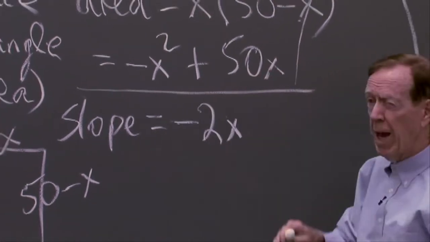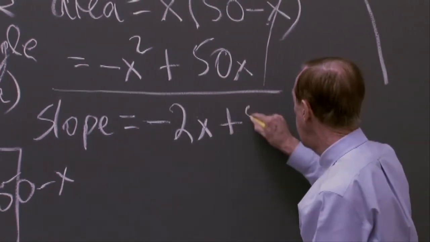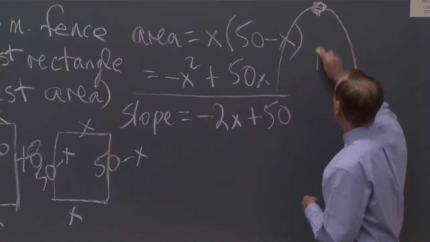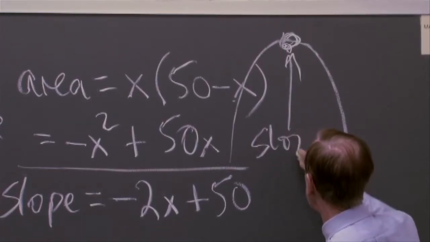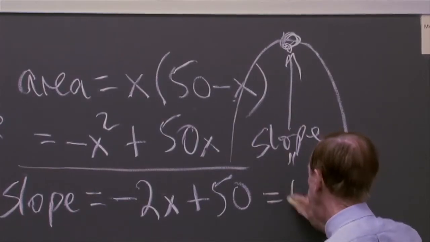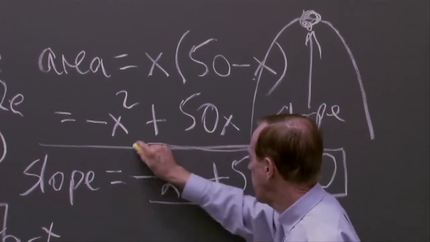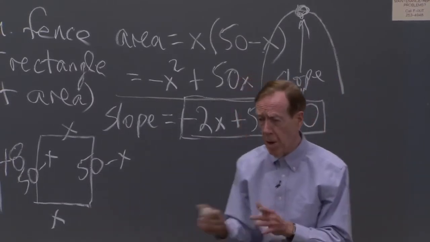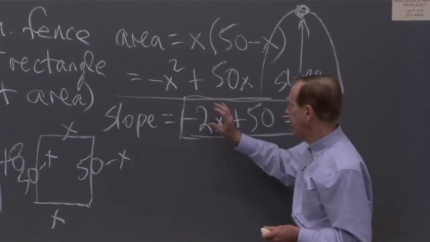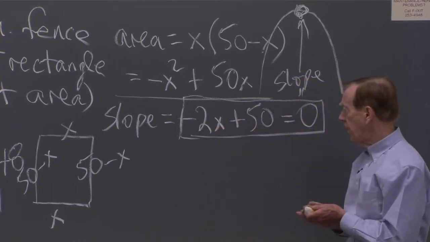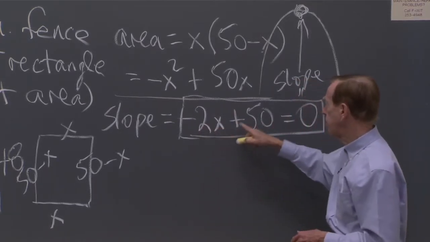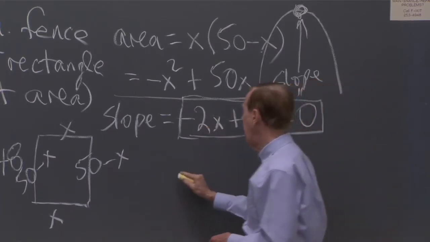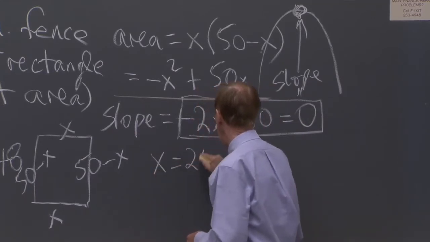And the slope of the 50x is just 50. That's just the easy part. And at this point, that's the point where slope is 0. So there's our equation for the best x. You see how algebra paid off because we had considered all x's? Calculus paid off because we found the slope. We solve that equation. We get minus 2x plus 50. That means 2x will have to be 50. X will be 25 is best.